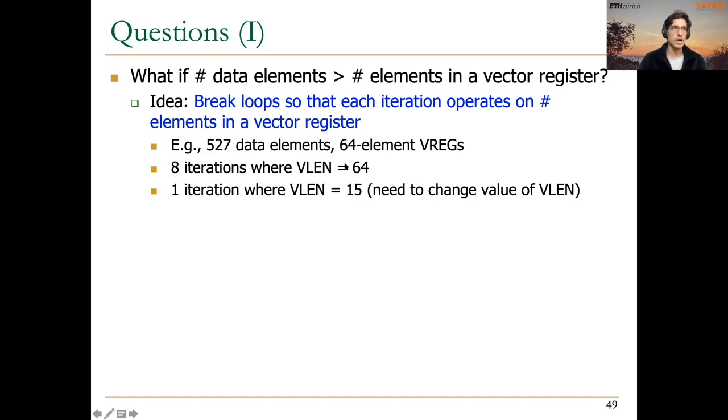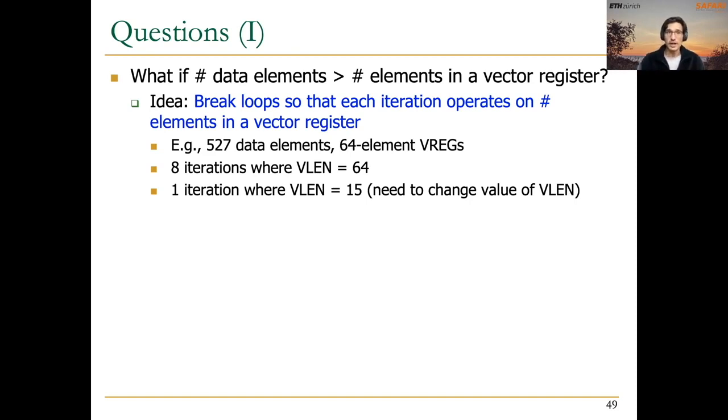I have 527 data elements, and I have to distribute these 527 data elements across iterations using the vector registers that I have available. And my vector registers and my vector length have a maximum of 64. So what that means is that I should take these 527 elements and operate on them 64 after 64. So it's first the first 64, then the next 64, and so on. And I will have 8 complete iterations of 64 elements.